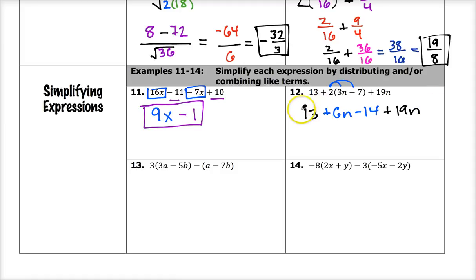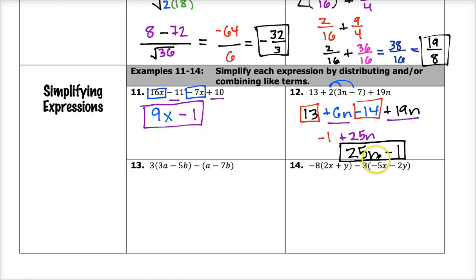So I see a 13 and a negative 14. That gives me a negative 1. And then 6n plus 19n is a plus 25n. So we have negative 1 plus 25n. Or more often than not, you'll see that written as 25n minus 1. Normally we like to put our expressions like these in standard form, so that means that the variables come first and the constant, the negative 1, would come second.